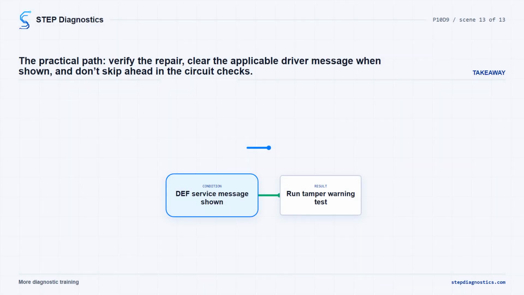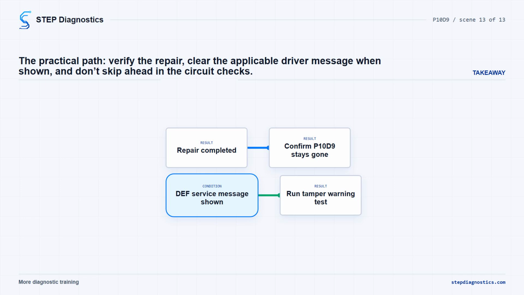After the repair, verify the repair and confirm the code stays gone. If the Service Emission System or Service Exhaust Fluid System message is displayed, run the Reductant System Tamper Warning Service Bay test. That procedure clears the driver information message for the applicable system.